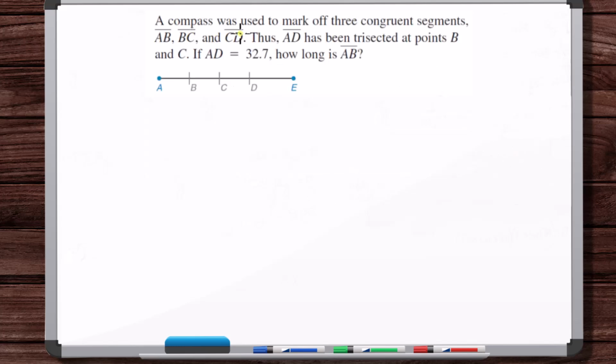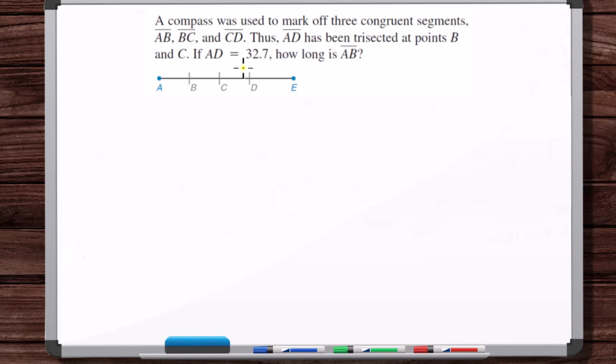A compass was used to mark off 3 congruent segments, AB, BC, and CD. Thus, segment AD has been trisected at points B and C. Because if AB is congruent to BC is congruent to CD, then AD as a whole is 3 equal parts, which means it's trisected.